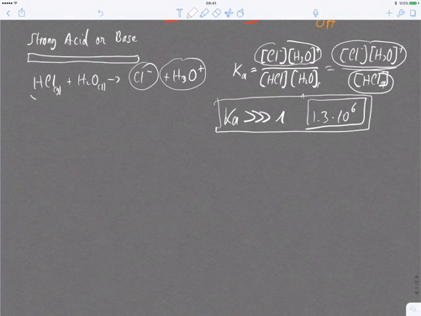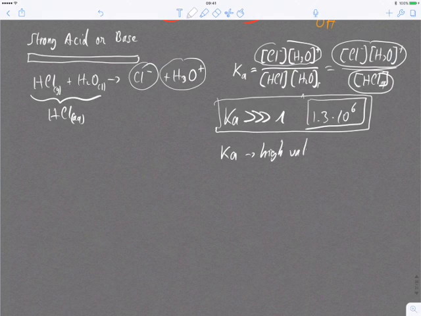Because, of course, this will turn into HCl aqueous. If you're putting a gas like oxygen into water, it will stay as oxygen and you will have a certain amount of oxygen in your water. The same way, HCl as a gas can be dissolved into water. You can put a lot of HCl into water. So a strong acid has a very high value of K.